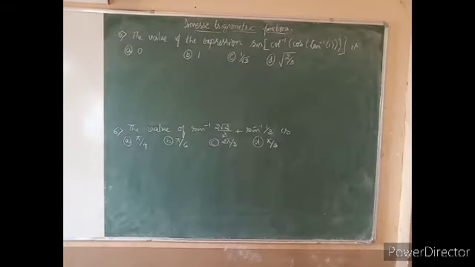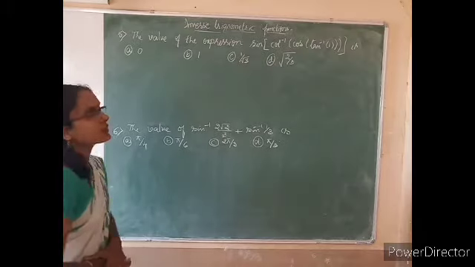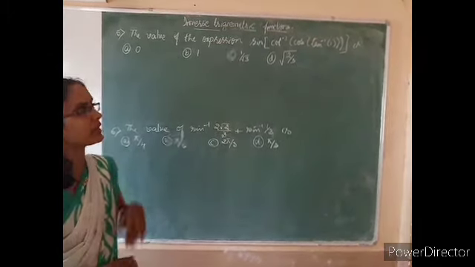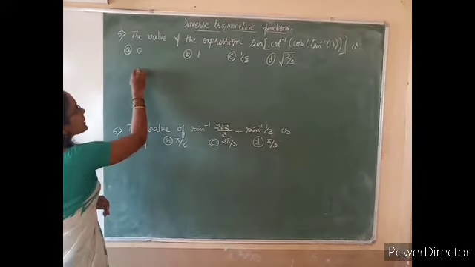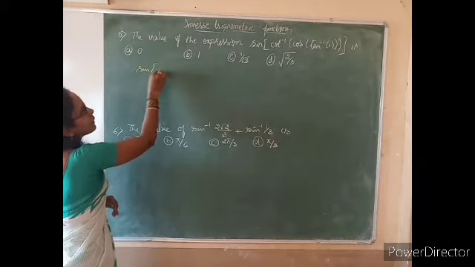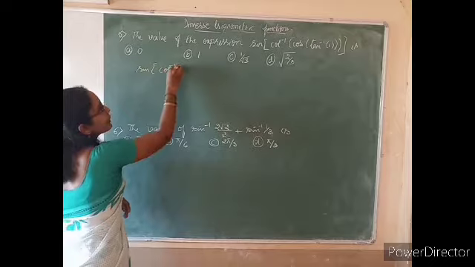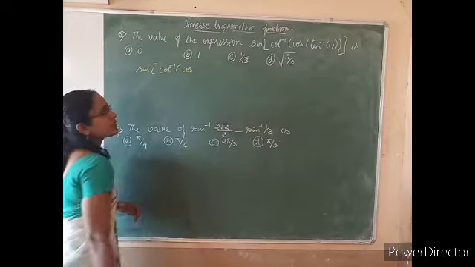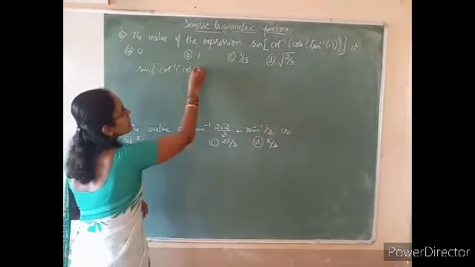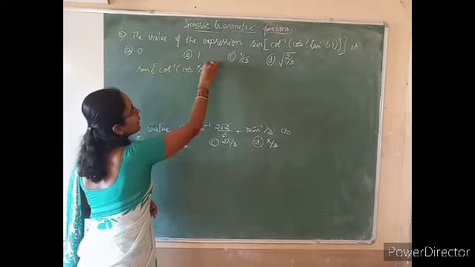The next question will be the value of the expression sine of cot inverse of cos of tan inverse of 1. Here instead of x they have given one particular value, 1. Again using the definition of the inverse trigonometric function we can solve this one. So this is sine of cot inverse of cos of, you know that tan inverse of 1 is pi by 4. So this is cos pi by 4 here.